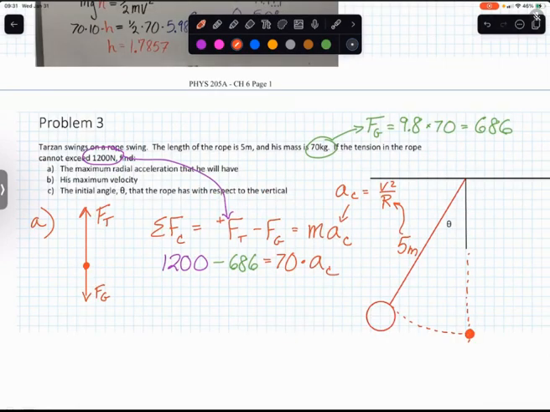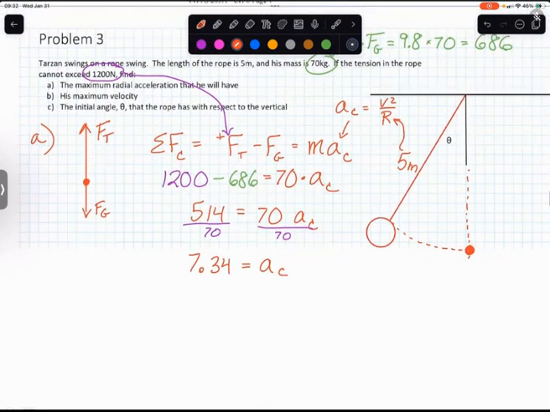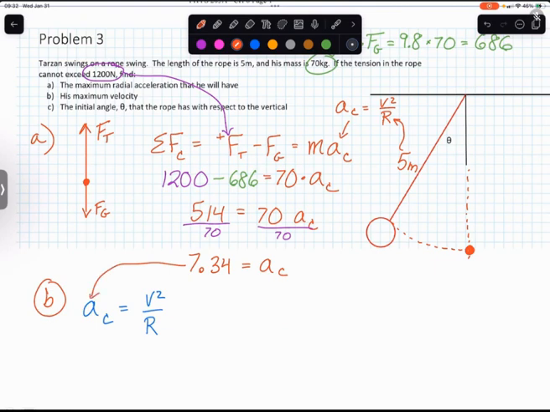Okay, so then we get 514 is equal to 70a. Divide both sides by 70. And I get 7.34. And then B, we need to find the maximum velocity. So we're going to remember that acceleration to go in a circle is v squared over r. And we already have our acceleration here. So that's 7.34 is equal to our velocity squared divided by r.